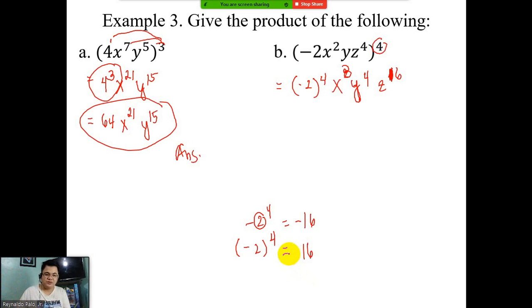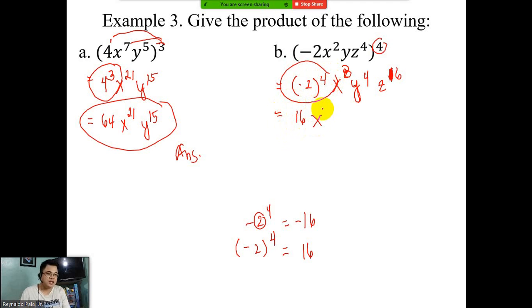You have to take note of that. Just like this, as you can see, negative 2 is enclosed in parentheses, and if that's the case, you have to still enclose negative 2 inside the grouping symbol. Next, we need to simplify this one. Negative 2 raised to the 4th power is 16.